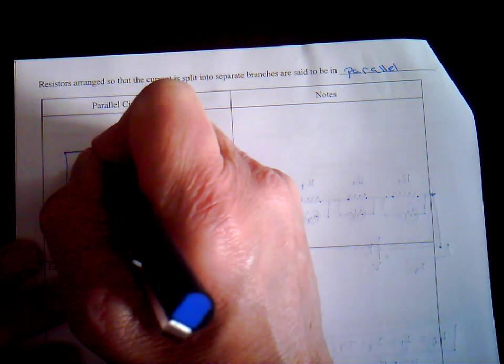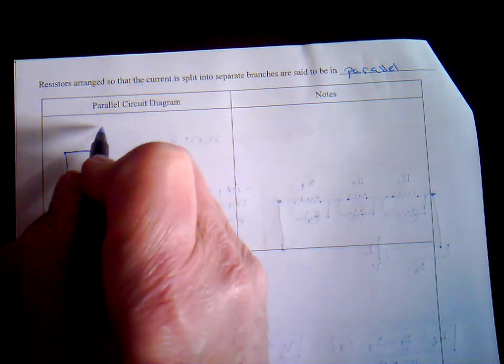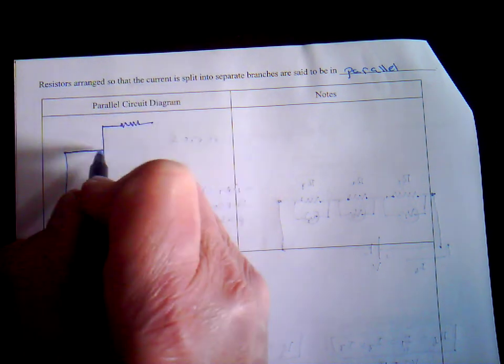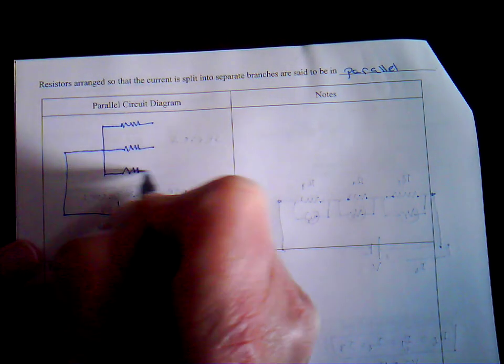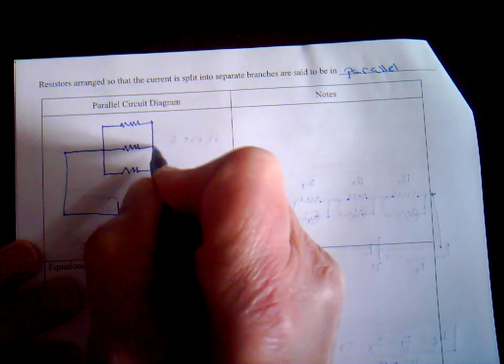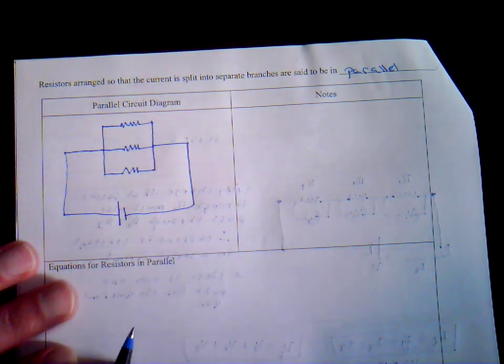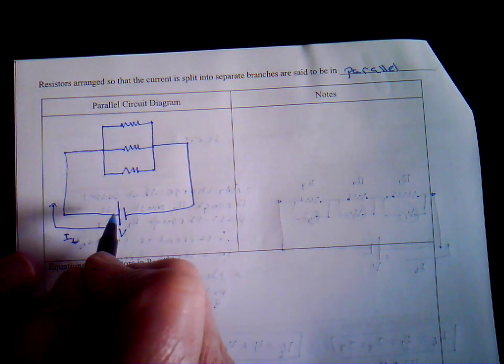We're going to have this wire branch into 3 different branches, or sections. We're going to put 1 resistor up here, 1 resistor in the middle, and 1 resistor at the bottom. And we connect them all, and we connect this to the battery. Again, this is the battery. The current is flowing this way, which is the total current coming out of the battery.